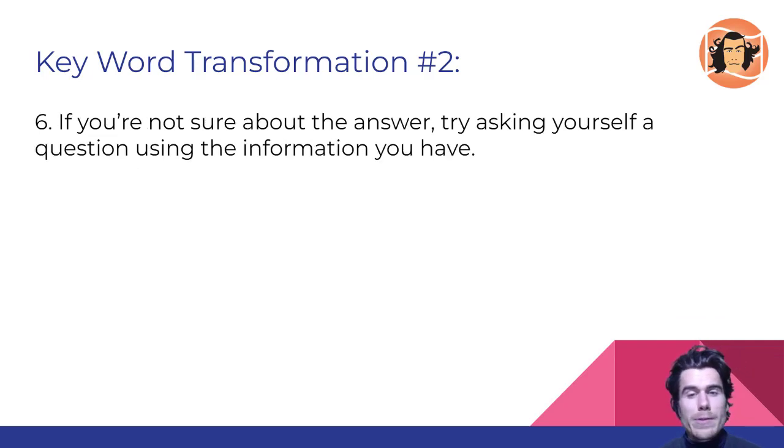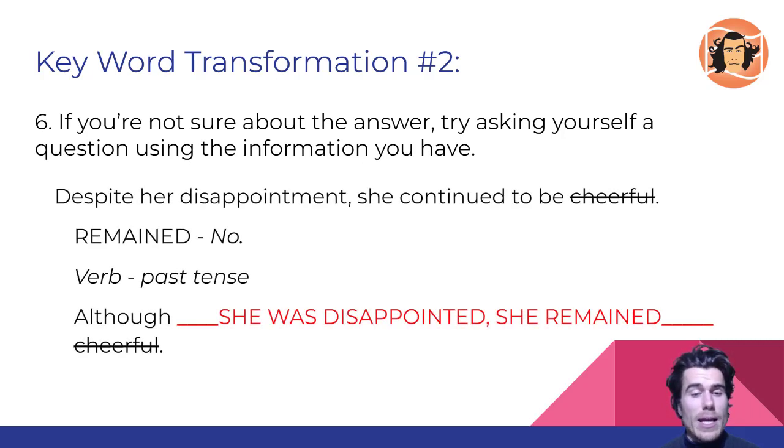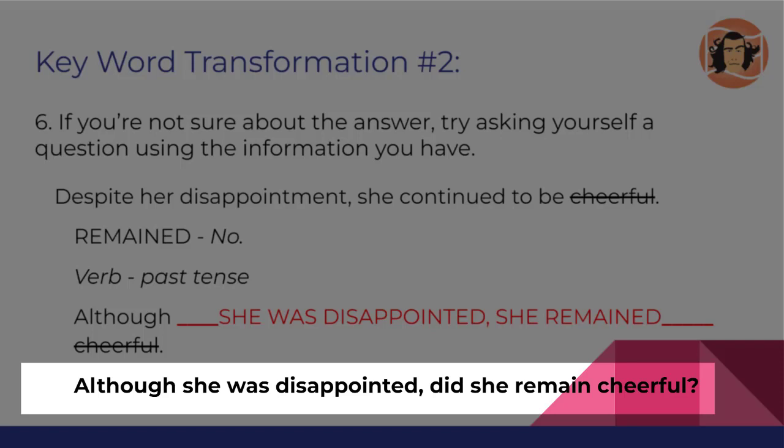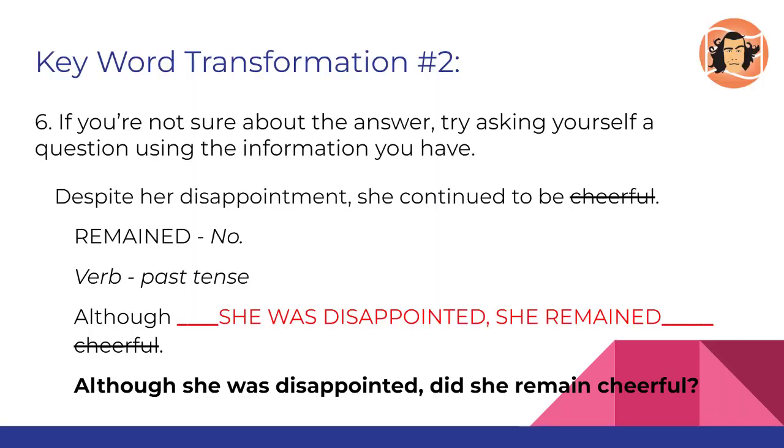If you're not sure about the answer, I'm going to ask myself a question using the information I have. Although she was disappointed, she remained cheerful. So, write down your question, either for your answer or for my answer here. And when you're ready, press play and we'll have a look at what question I want to ask myself with this information. Okay, so hopefully you've done that. And this is the question that I'm asking myself. Although she was disappointed, did she remain cheerful?